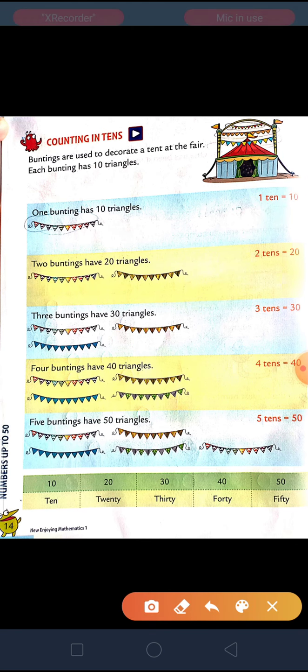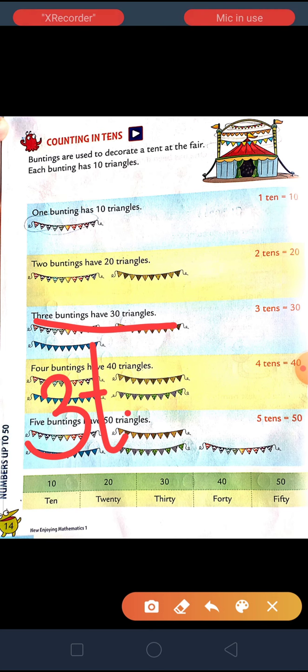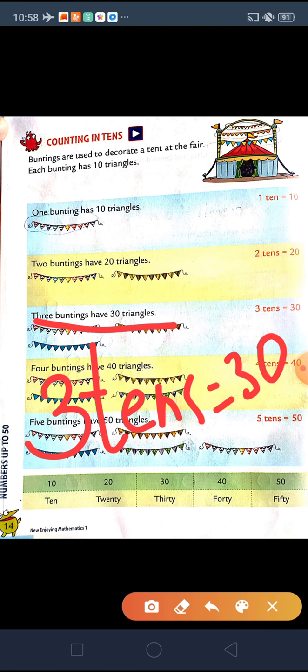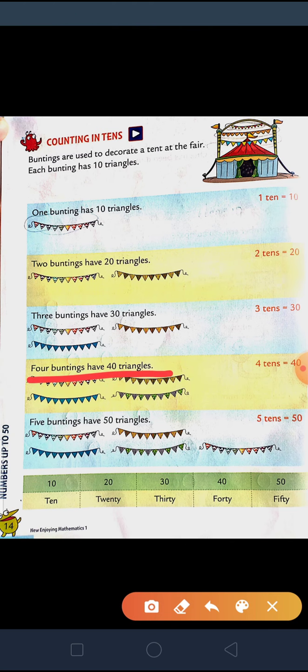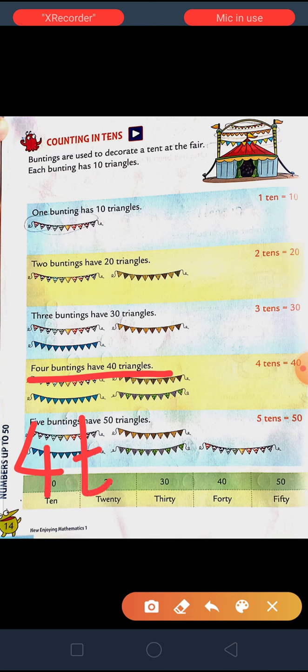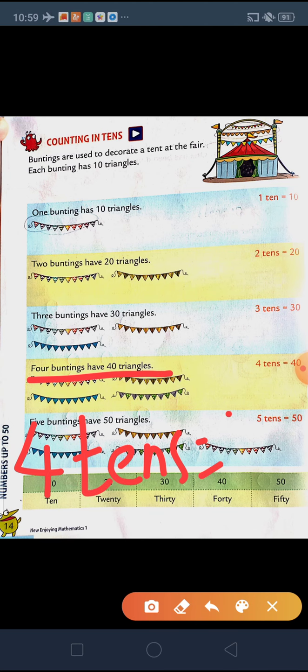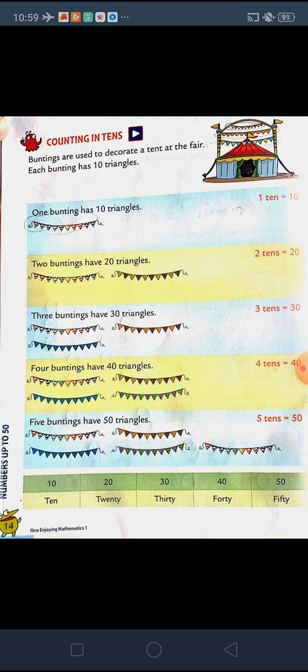If we have 3 buntings, 3 buntings have 30 triangles. So 30 means 3 tens, equal to 30 triangles. Next is 4 buntings have 40 triangles. In one bunting there are 10 triangles, so in 4 buntings it will be 40 triangles. So 4 tens equals 40 triangles.